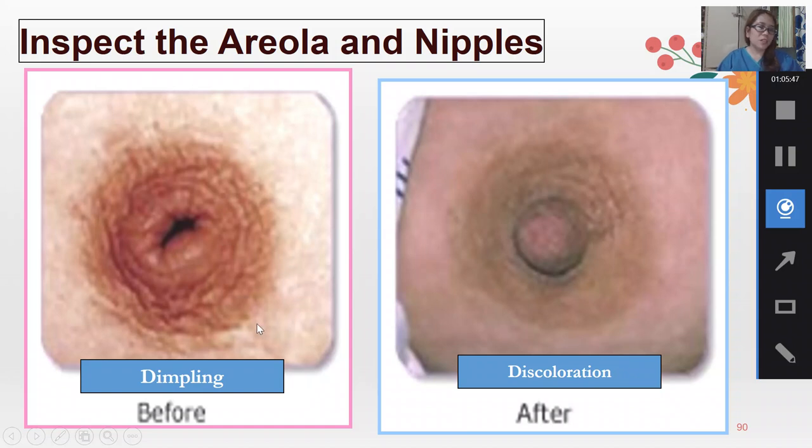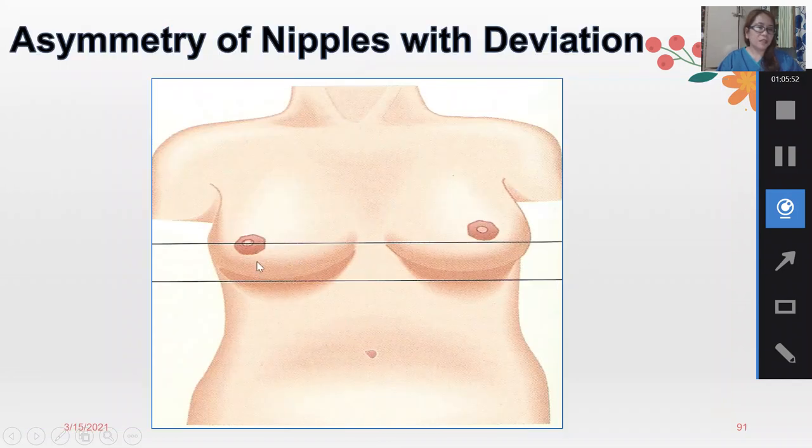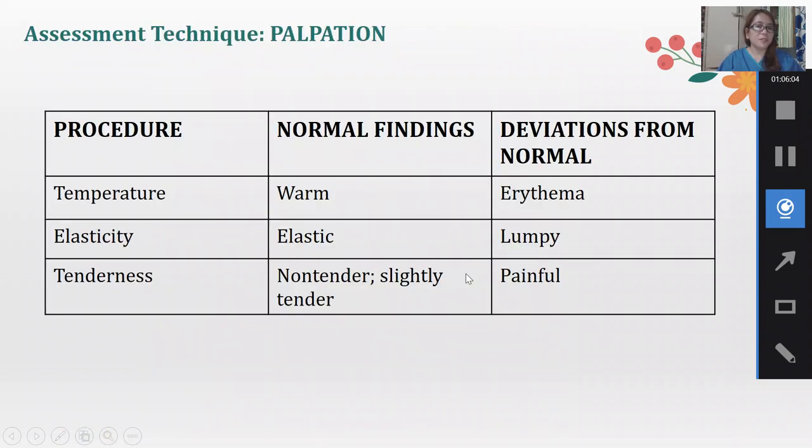So, ito yung another example of dimpling and discoloration. Okay? So, symmetry. So, napansin nyo parang kung walang line yan, parang it's just the same, no? Yung breast is symmetrical, but you have to check the areola and the nipple. So, diba, they are not symmetrical in that picture. So, you also assess or you palpate also for the temperature. Okay, should be warm. There should be no erythema. Elasticity should be elastic. And no tenderness. Okay? Could be slightly tender kapag merong ano.